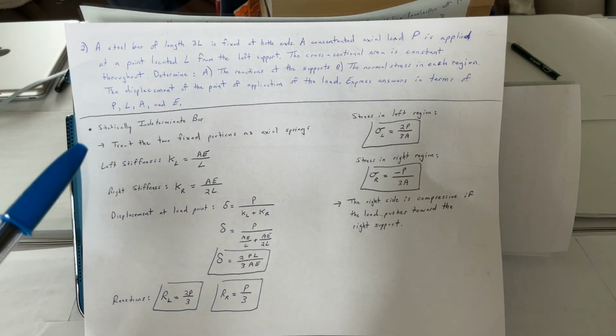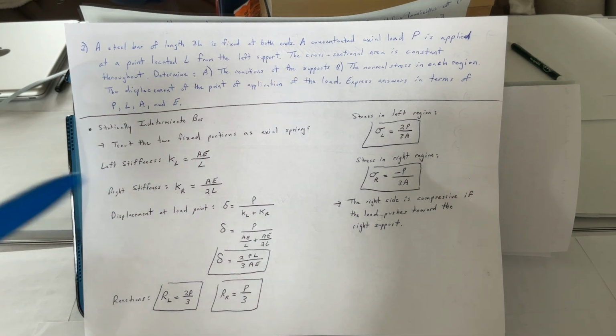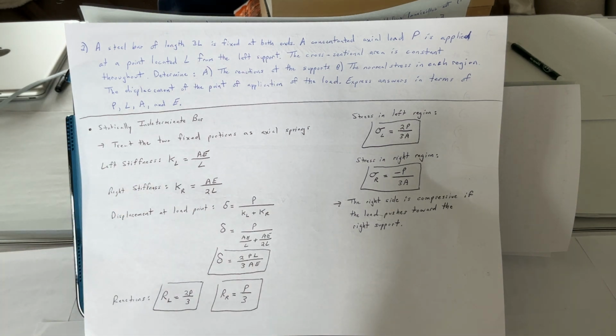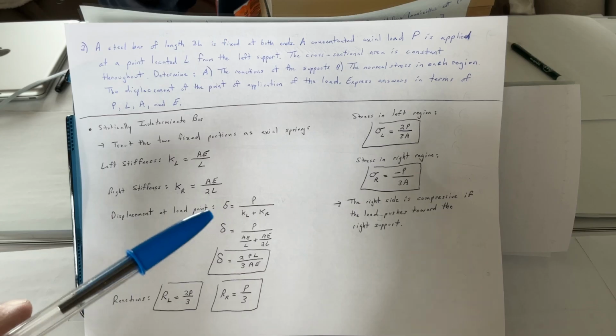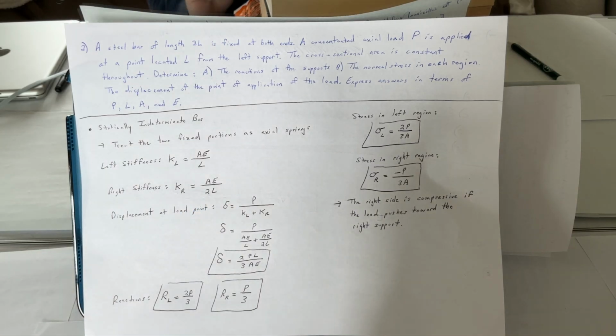Okay, so this is a statically indeterminate bar problem. We're going to treat the two fixed portions as axial springs. So we're going to have the left stiffness as K sub L equals AE over L. Right stiffness, K sub R equals AE over 2L. And the displacement at the load point, that's going to be a delta. Pardon me for my horribly drawn deltas. Delta equals P over K sub L plus K sub R.